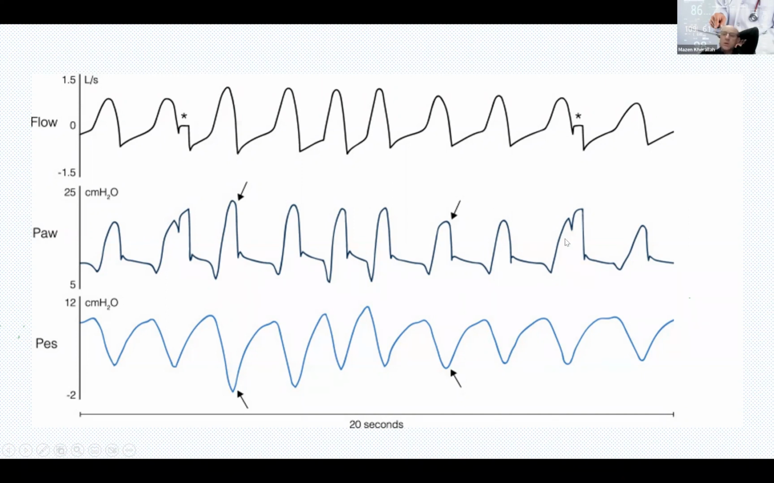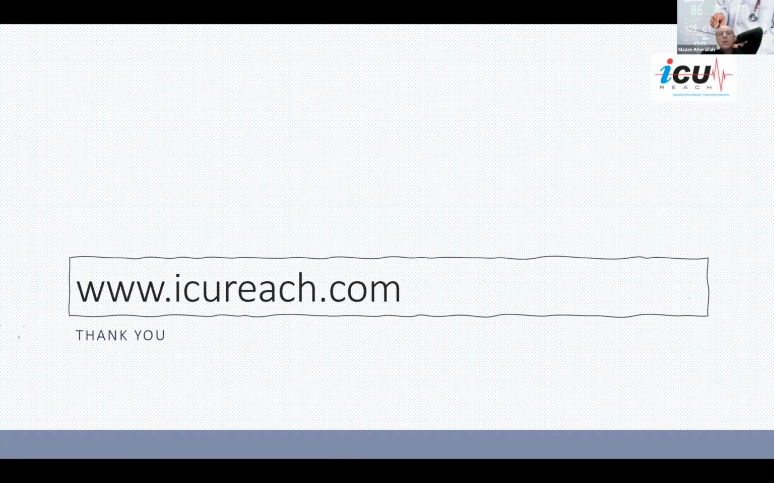We need to talk about that in a separate talk, but I think I explained this in one of my asynchrony talks. And with this, I would like to end and see if you have any questions. I would be more than happy to answer.